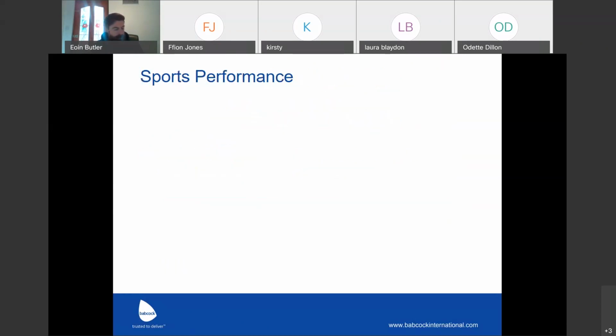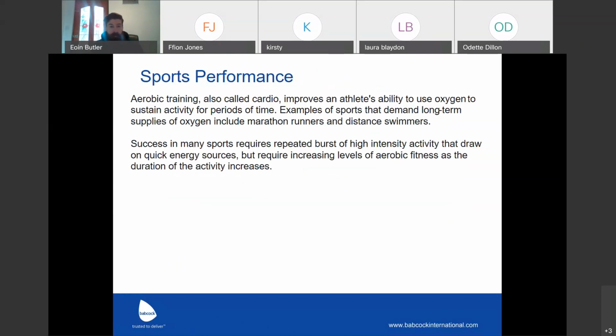Okay, sports performance then. So aerobic training, also called cardio, improves an athlete's ability to use oxygen to sustain activity for periods of time. Examples of sports that demand long-term supplies of oxygen include marathon runners and distance swimmers. Success in many sports requires repeated bursts of high-intensity activity that draw on quick energy sources, but require increasing levels of aerobic fitness as the duration of the activity increases.